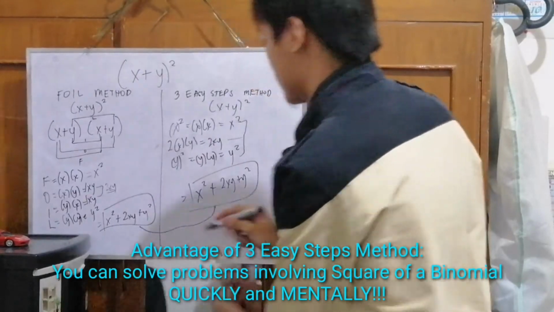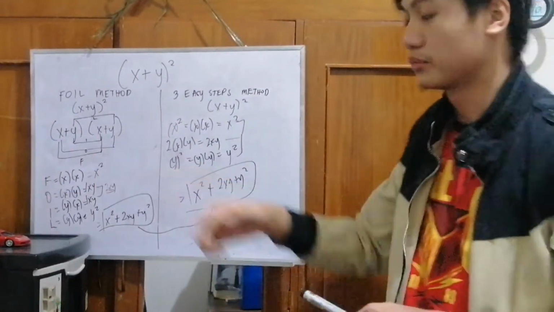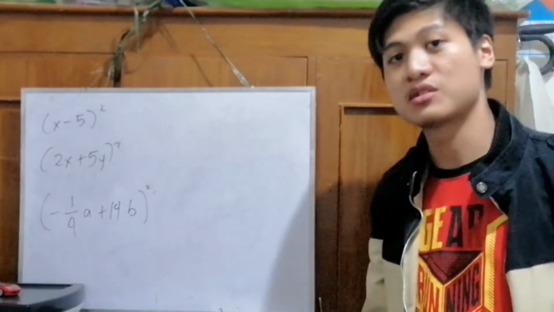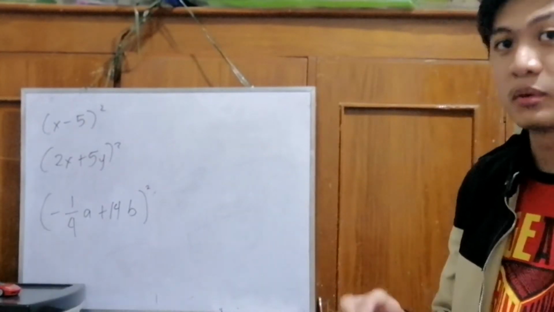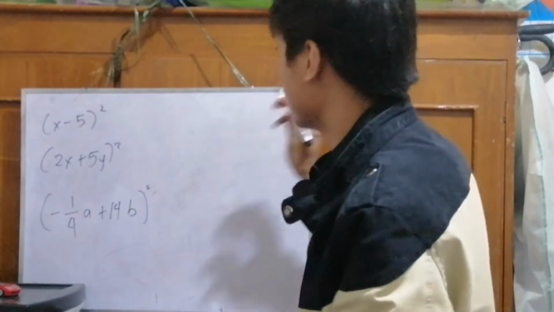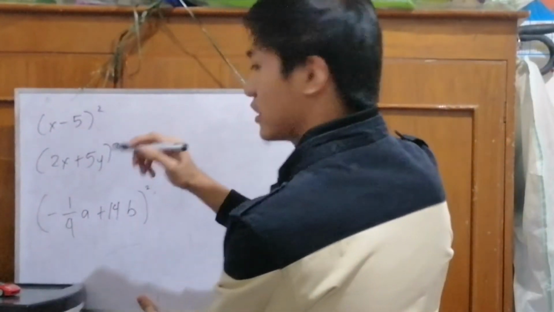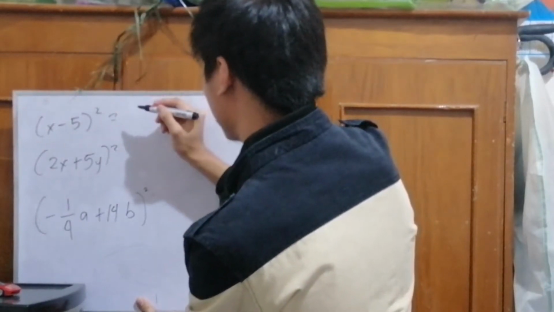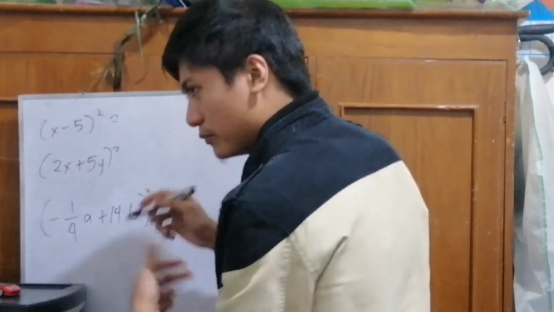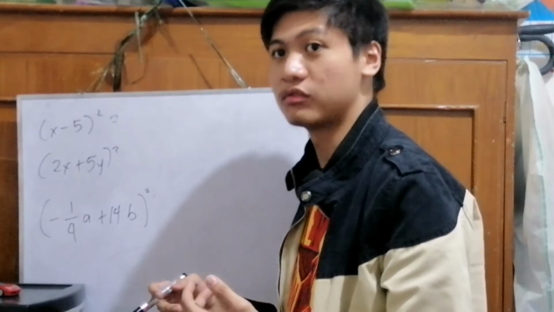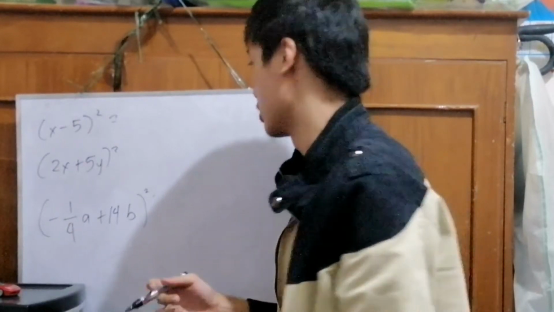Same answer as the other one in the FOIL method. So right now we have here 3 problems wherein all of them are binomials and they're all raised to 2. So we have to perform the square of binomial, of course. Now, starting with the first problem, the quantity of x minus 5 squared, we are going to use the 3 easy steps method. Perhaps that is the fastest and the easiest way to solve problems regarding square of binomial.